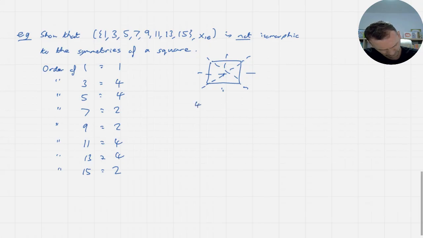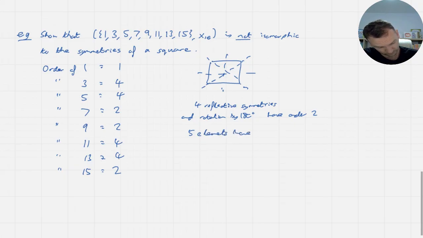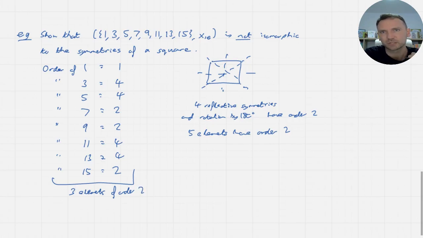So the 4 reflective symmetries and the rotation by 180 degrees all have order 2. So we have 5 elements of order 2. Let's note this is definitely more. This only had 3 elements of order 2. So the groups cannot be isomorphic here. Obviously, I'll make sure I write a full conclusion in a paper.